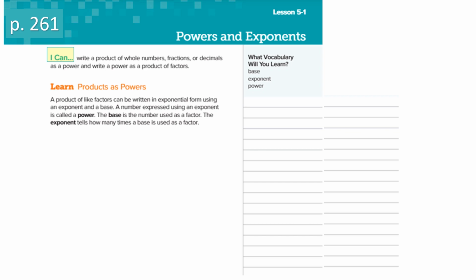And we always want to start once again with our objective for the lesson. What is our objective for the lesson? Well, let's read it and then we'll do some explaining. Okay? It says, I can do what? I can write a product of whole numbers, fractions, or decimals as a power and write a power as a product of factors.